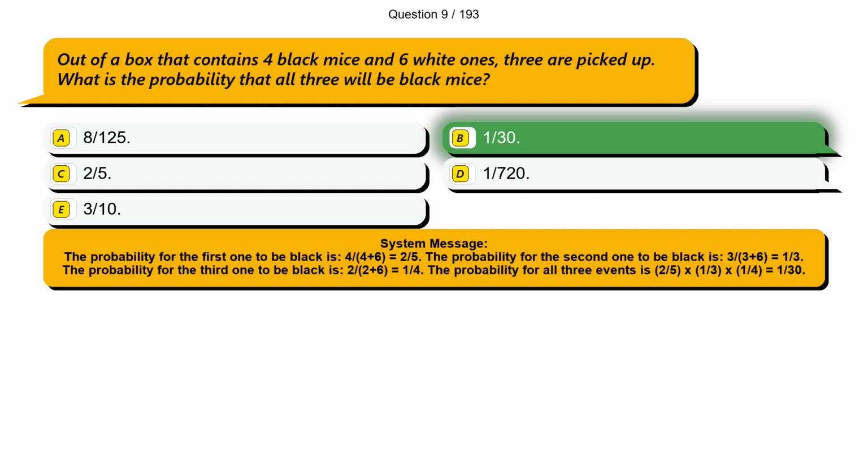The probability for the first one to be black is 4 out of 4 plus 6, equals 2/5. The probability for the second one to be black is 3 out of 3 plus 6, equals 1/3. The probability for the third one to be black is 2 out of 2 plus 6, equals 1/4. The probability for all 3 events is 2/5 x 1/3 x 1/4 equals 1/30.